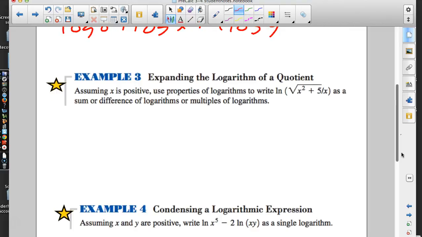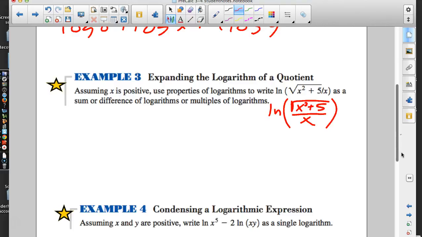Expanding the logarithm of a quotient. Boy, I can't stand the way that's typed in there. Like so. As the sum or difference of logarithms or multiples of logarithms. Now I need you to pay attention to something. The square root up here, it's not parentheses, but it is a grouping symbol. A square root is considered to be a grouping symbol. That means we cannot separate this x squared plus 5. Those two things have to stay together.